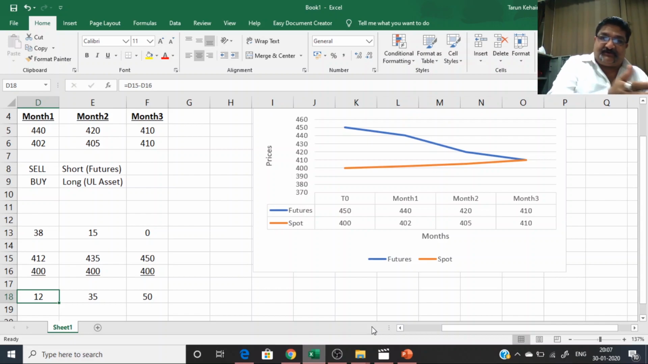The same is true if you want to close out the contract prior to the expiry period. So that risk, which is the difference between the futures and the spot prices, is called the basis risk, and this is how it affects futures contracts.